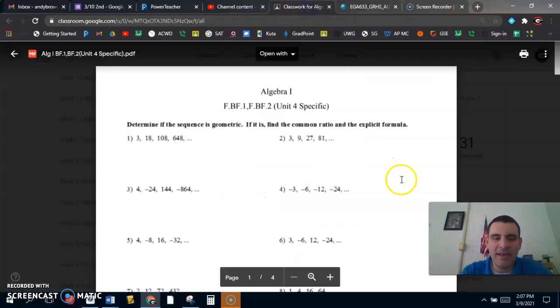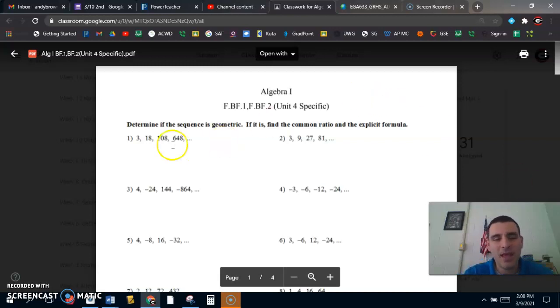So what does all that mean for a problem like, say, number 1 here, where if you read it, it says, determine if this sequence is geometric. If it is, find the common ratio and the explicit formula. Geometric simply means you're multiplying over and over by the same thing. To see if you are geometric or not, you want to just observe to see if you're doing that. And you can easily tell by dividing any term by its previous term and see if it's consistent.